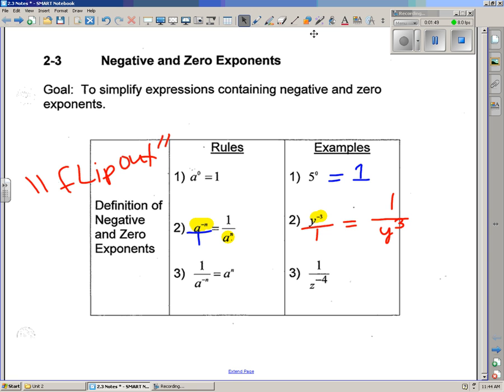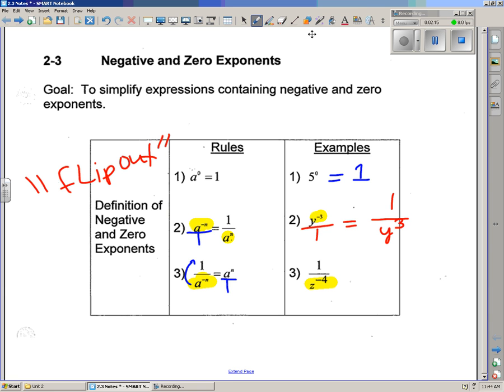When the negative exponent is in the denominator, a to the negative n, you're doing the same thing. You're still going to flip out. So I'm going to move the a from the bottom to the top, and I'm going to out the negative exponent. So this is why when it's 1 over a to the n, it becomes a to the positive n over 1. So that happens on this example right here.